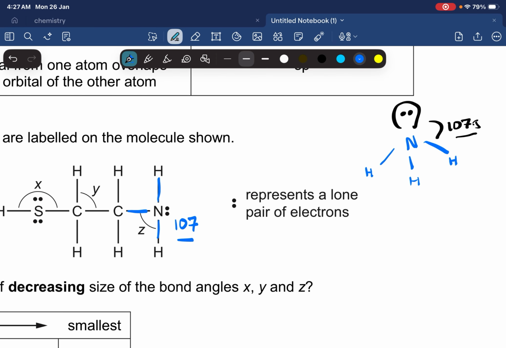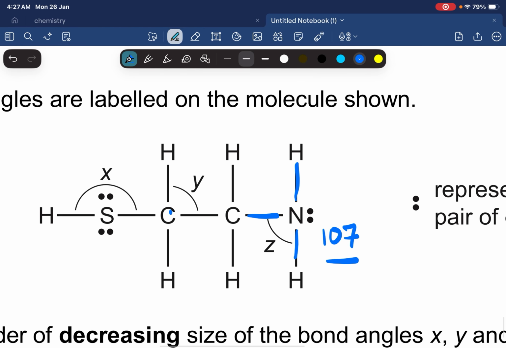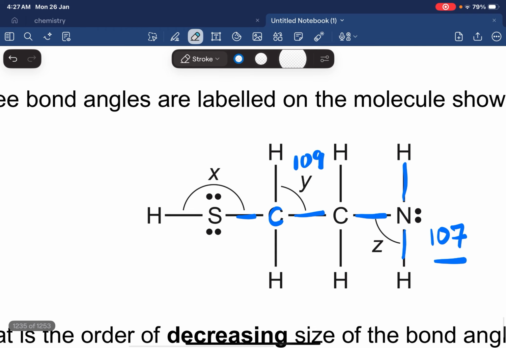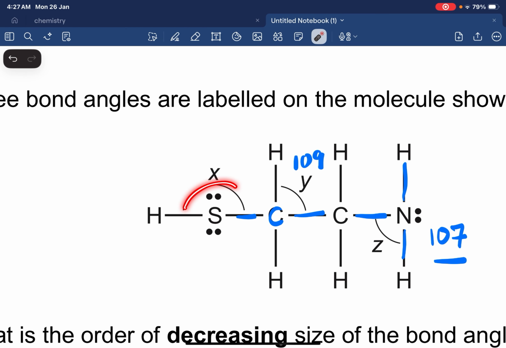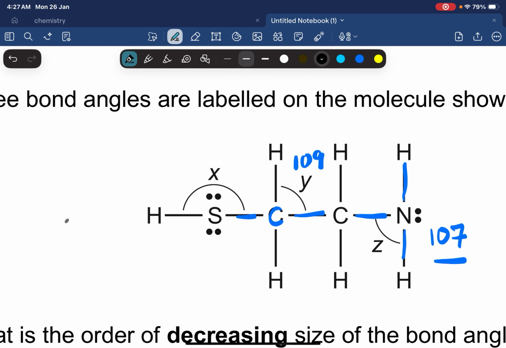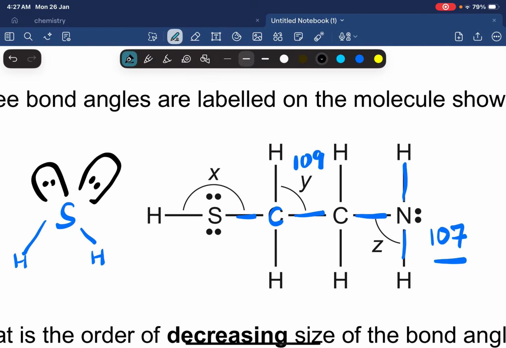For this, it is a simple carbon atom bonded to 4 other atoms. There are no lone pairs here, so this is going to be 109. This one right here might seem like it's 180 degrees, but that's not correct. You can see there are 2 lone pairs. This is your sulfur, and these are 2 hydrogens that are bent, and you have 2 lone pairs on top, something like this.